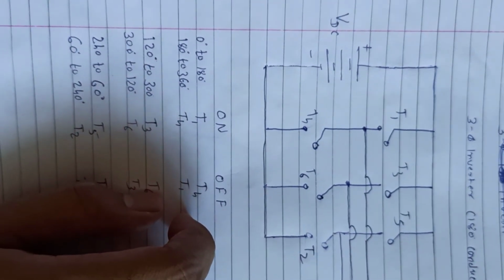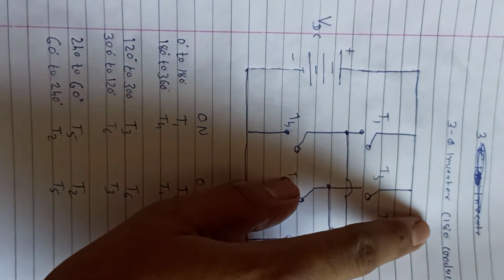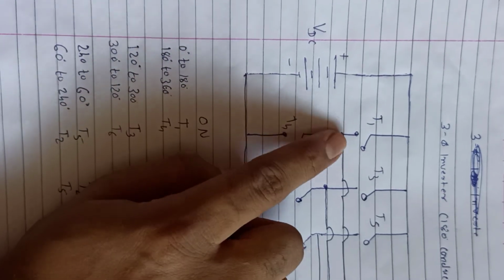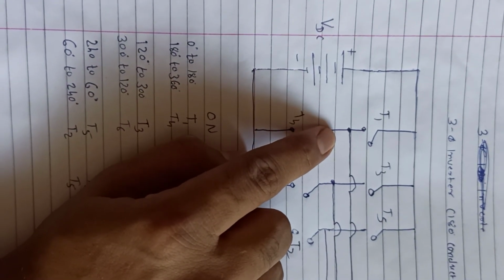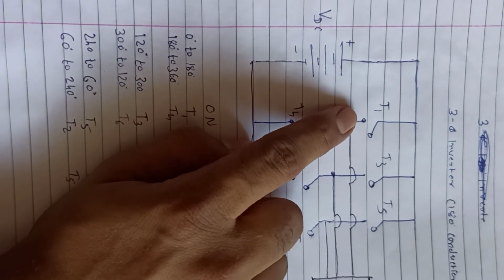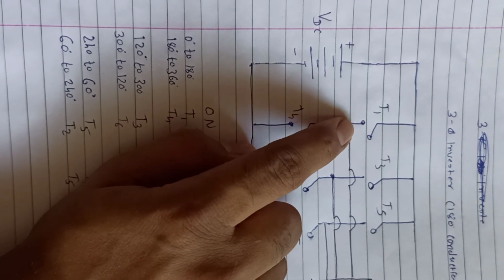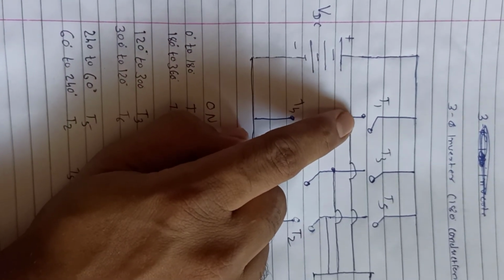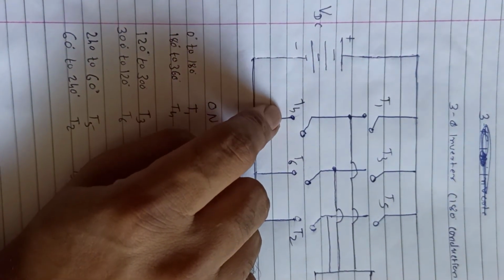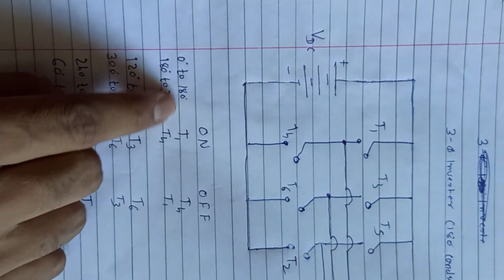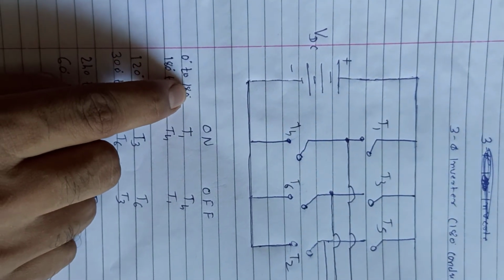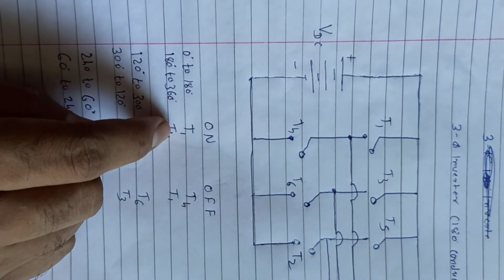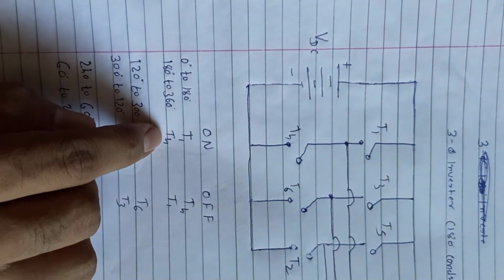Practically, in 3-phase 180 degree conduction mode, we have to give some delay between these two switches, otherwise a short will occur. So from 0 to 180 degrees T1 will be on. At 180 degrees T1 is off and T4 becomes on.